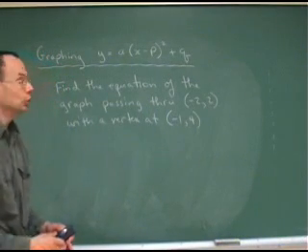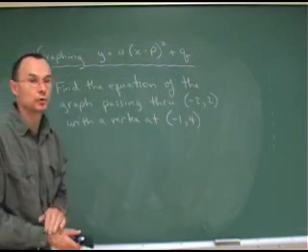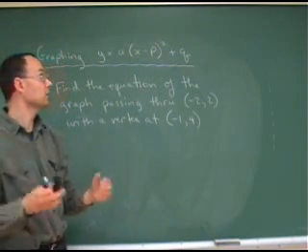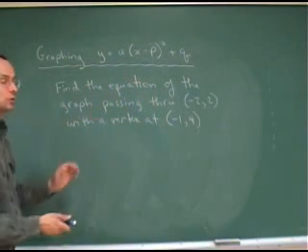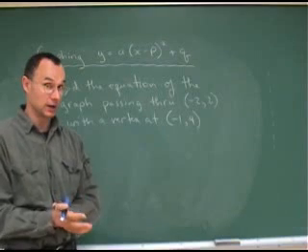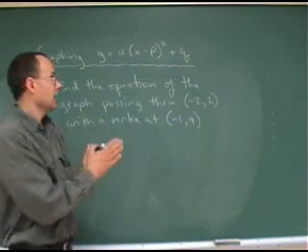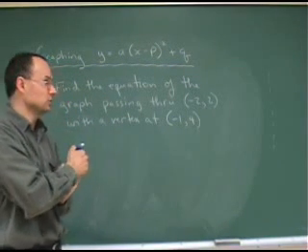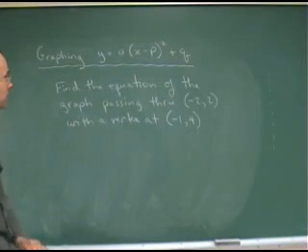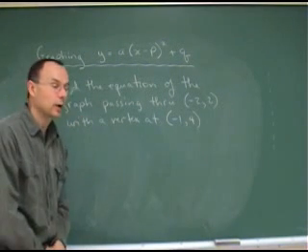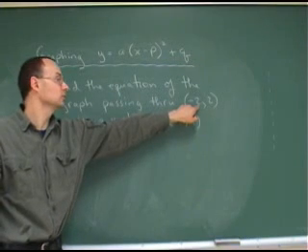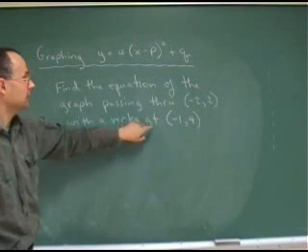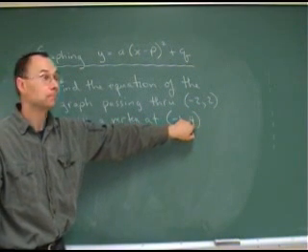We're going to continue looking at these kinds of graphs, the ones that have all the different transformations. I'm going to do a couple of examples of different kinds of questions that we can ask about these kinds of equations. My first example says we want to find the equation of the graph passing through the point (-2, 2), with a vertex at (-1, 4).